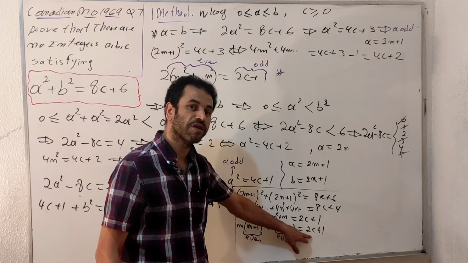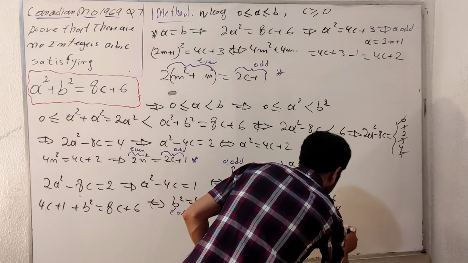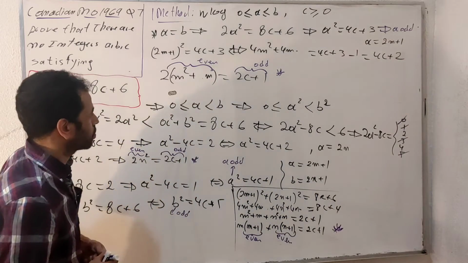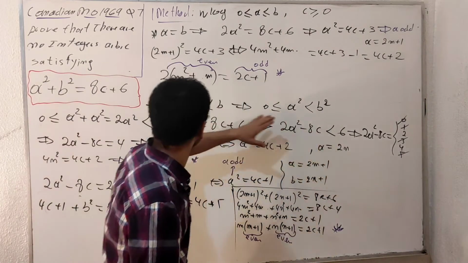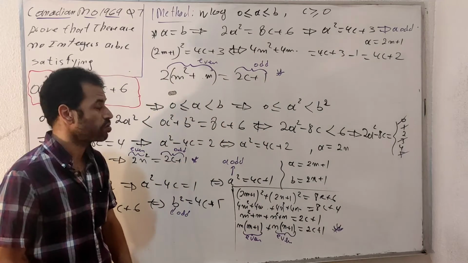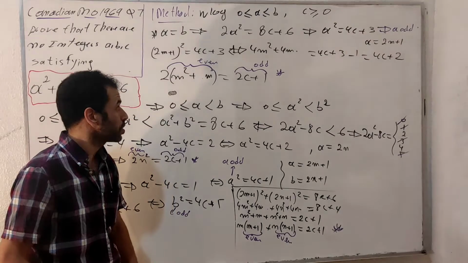But the right hand side of this equation is an odd, which is a contradiction. Okay? Which is impossible. Now we have proven all the cases. We have no solutions for this equation. Now let's move on to the second method. The second method will be a much quicker method, and it's very nice.